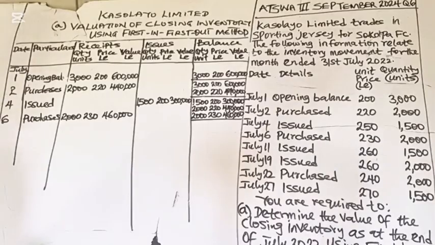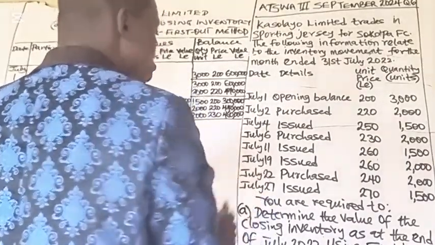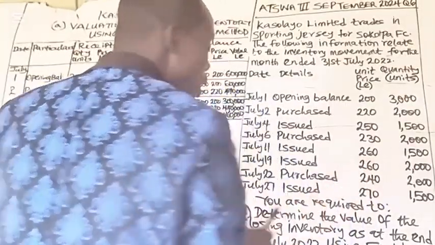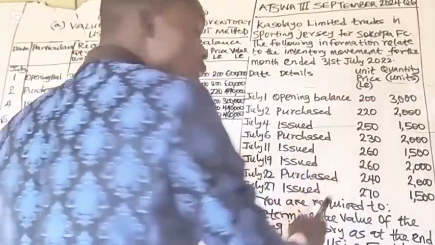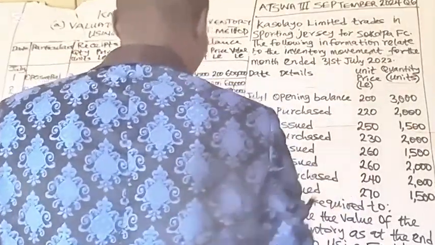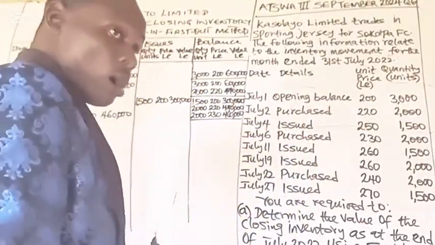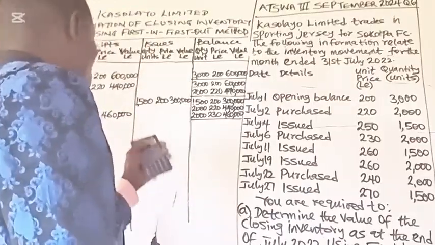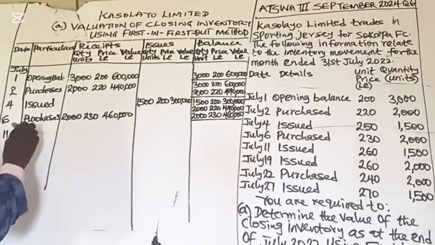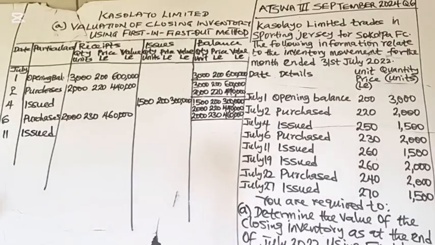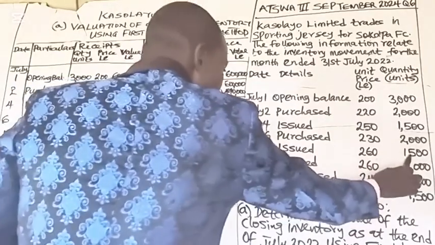Then you have 11th of July. You want to make an issue of 1,500. You want to issue 1,500 on this 11th of July. I remember I told you we don't use the issue price. Issue price means selling price. It is the price of purchase of what you have in the store that will be used to make your issue. So on the 11th of July, the number of units issued is 1,500.